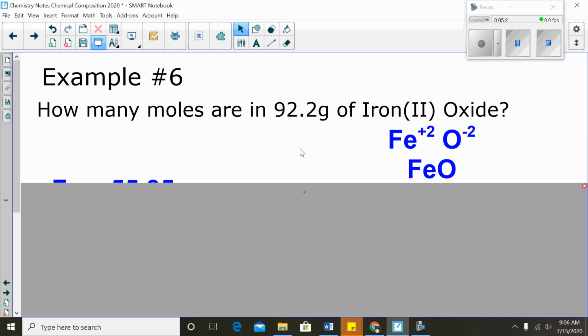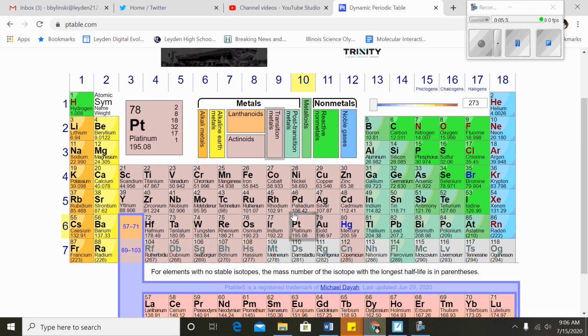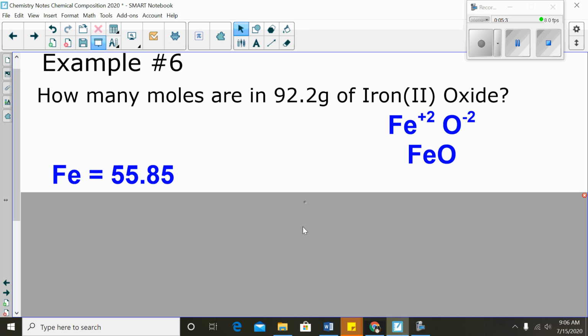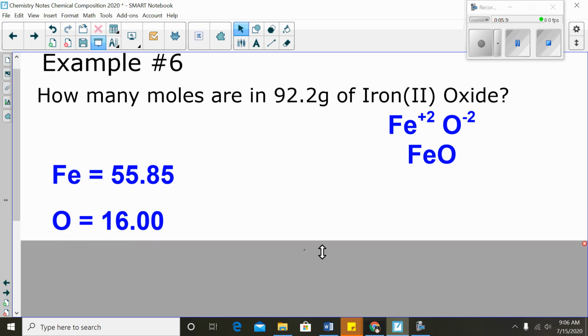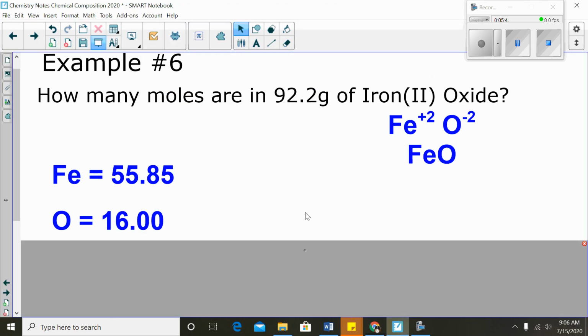All right, the next thing we need now is the molar masses of each of these added together. So I just go left to right. If you look at iron, Fe, 55.845, I'll round that to 55.85. And then oxygen is 16, right? 15.999, we like to round that to 16.